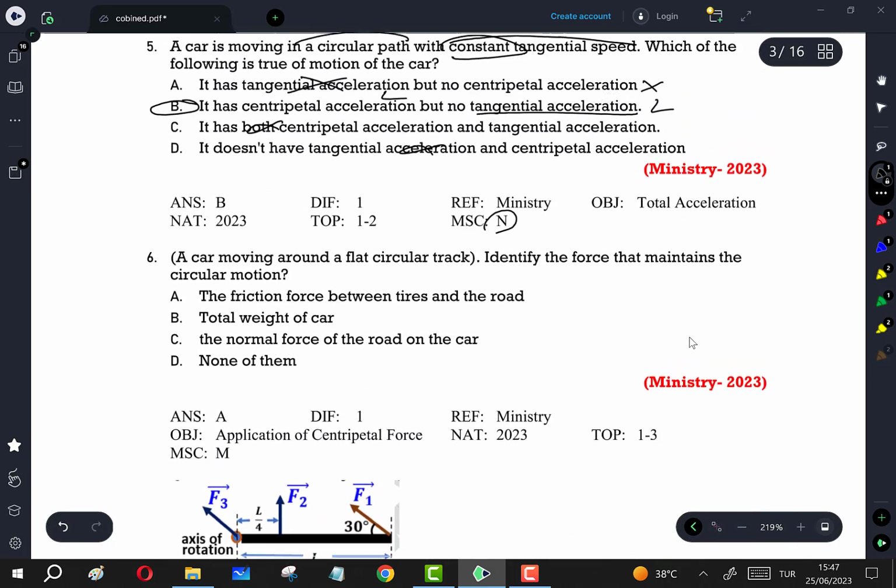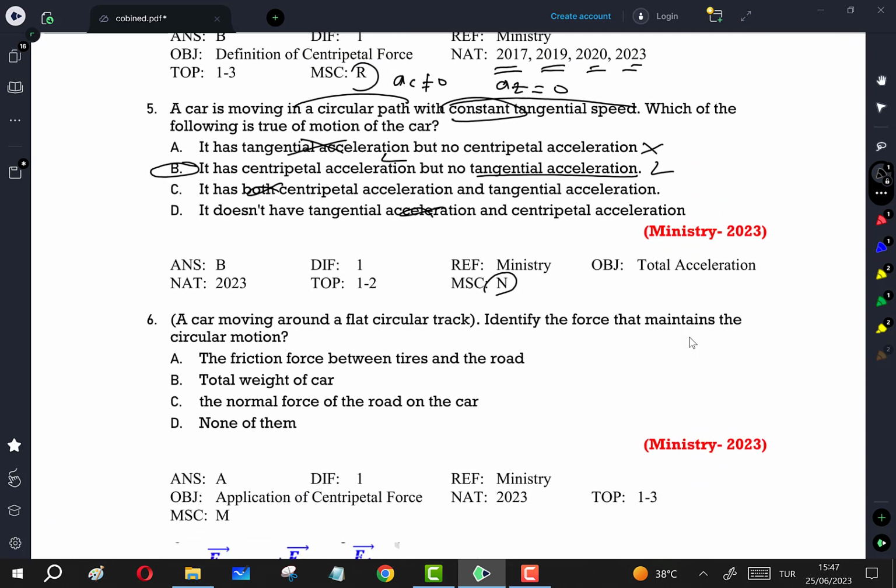Question number 6. A car is moving on a flat circular track. Identify the force that maintains circular motion. When an object moves in a circular track, flat and horizontal, and if an object is moving on a horizontal surface in a circular path, then absolutely the friction force between this object and the road, or surface, is going to be the centripetal force. That is, the friction force between the tires and the road is the centripetal force.